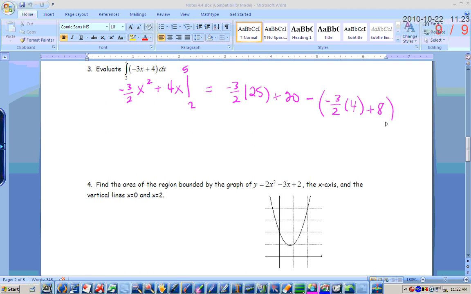I would like for you to clean it up some here. I want you to get to the point where it's either a number or a whole number plus a fraction. So this is negative 75 halves plus 20 plus 12 halves is 6 minus 8. And 26 minus 8 is 18, so negative 75 halves plus 18.